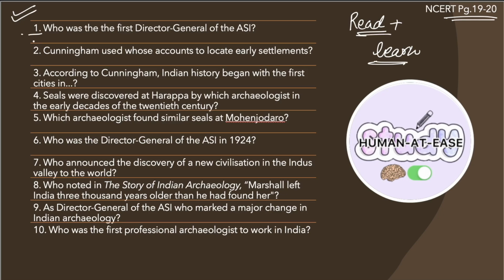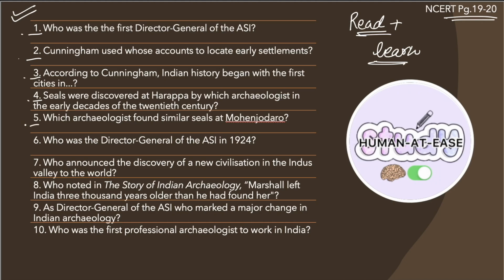Question number 1. Who was the first Director General of the ASI? Question number 2. Cunningham used whose accounts to locate early settlements? Question number 3. According to Cunningham, Indian history began with the first cities in? Question number 4. Seals were discovered at Harappa by which archaeologist in the early decades of the 20th century?